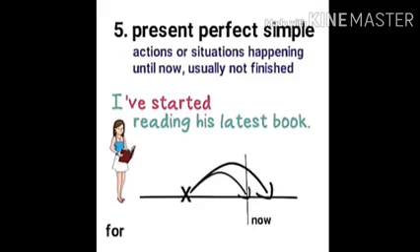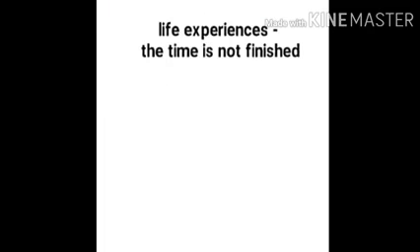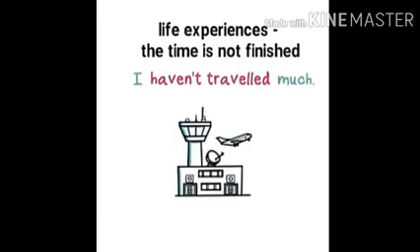The form is have or has plus the past participle. Again, these need to be learnt and can be found on a link down below. The present perfect is also used for life experiences. As this is unfinished time, your life is not over. So you could say, I haven't travelled much, and this is in your life up until now, but maybe in the future you will travel more. So for life experiences, use the present perfect.